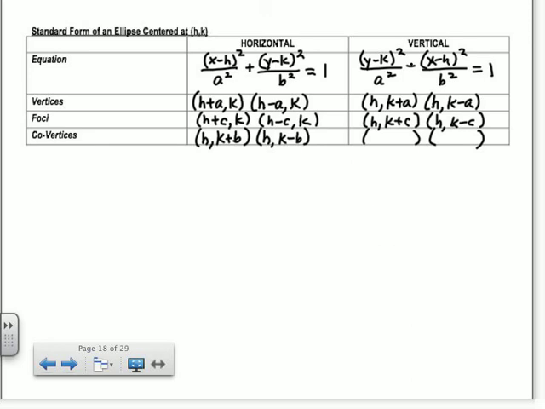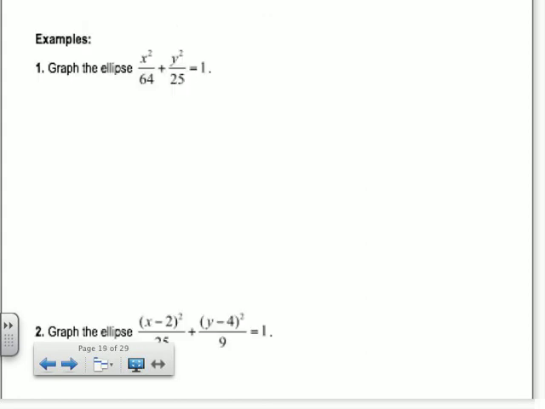No guesses? H plus or minus B, comma K. Yep. H plus B, comma K. H minus B, comma K. Okay, so Josh said it with the plus or minus. Good. All right, so let's try some examples.